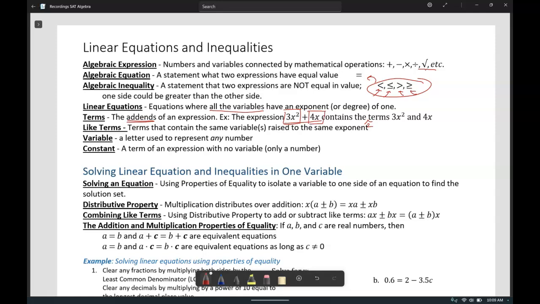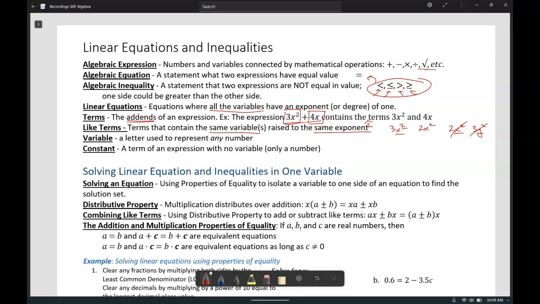Like terms are terms that contain exactly the same variable or variables raised to the exact same exponent, such as 3x squared and 2x squared. Those would be like terms because they contain the same exact variable raised to the same exponent. However, if we had 3x squared and 3y squared, the variables differ even though the exponents are the same, so they are not like terms.